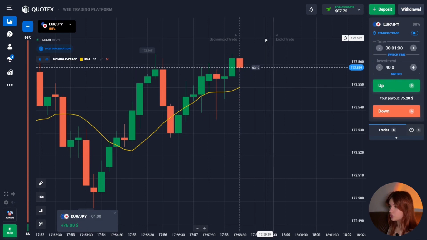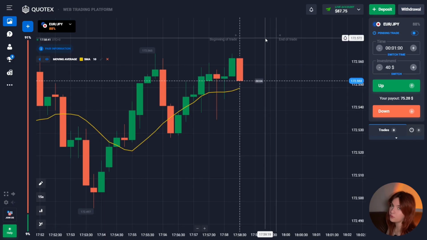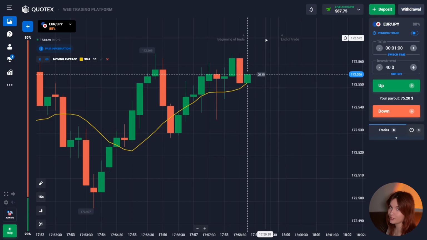Okay guys, it's not bad at all. As you can see, the price showed a slight increase and we were able to earn money here. Also, 1 minute was enough for us, and now let's continue and look at some other trading situations.